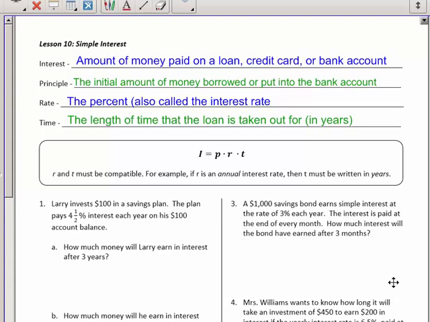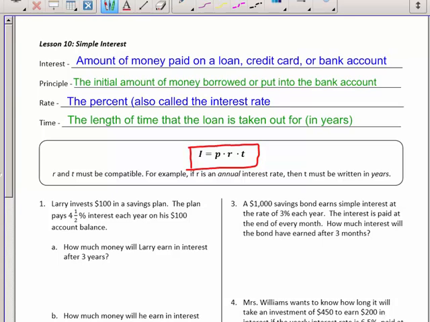And the third is the length of time that the loan is taken out for, and that has to be done in years. So our formula that we use for these is I equals PRT. Interest equals the principal times the rate times the time. All right, so let's take a look and see how this works.